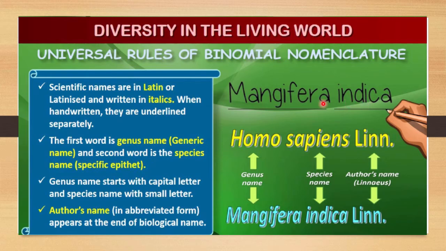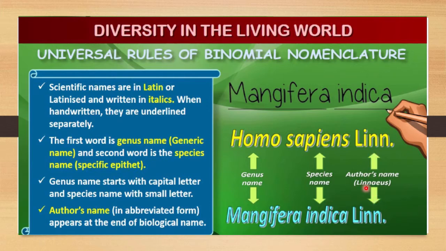This is the rule. Now next rule, that is the author's name. Whoever named the organism, their name is written in abbreviated form. You can see Linnaeus, for example, so the name is Lin. This is a short form, abbreviated form, and it appears at the end of the biological name. So first name is always genus, then species, and then author name.